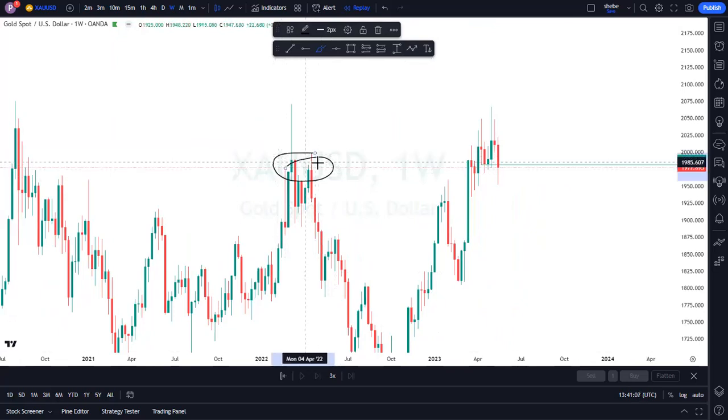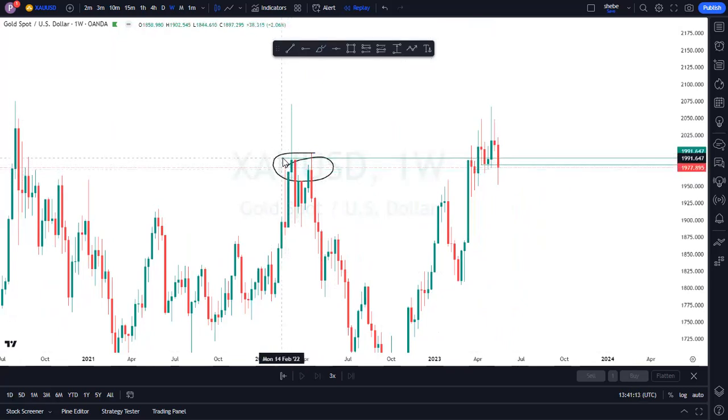Why do I say that? Because this was the weekly break of trend around here. After this break of trend, the price decided to break the structure so as to give the market time to breathe out. Since they have broken the structure, the same applies to weekly.